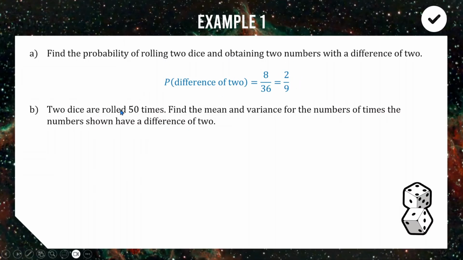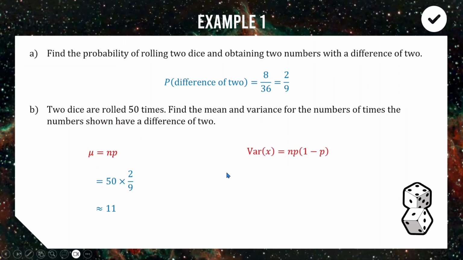2 dice are going to be rolled 50 times, so we're repeating our binomial trial 50 times. Find the mean and variance for the number of times the numbers have shown a difference of 2. Let's use our formulas. The mean of a binomial distribution is number of trials times probability of success. So we're going to do 50 trials with a probability of success of 2 out of 9. 50 times 2 out of 9 is roughly 11. So the average number of times we expect this to happen out of 50 trials would be 11 successes.